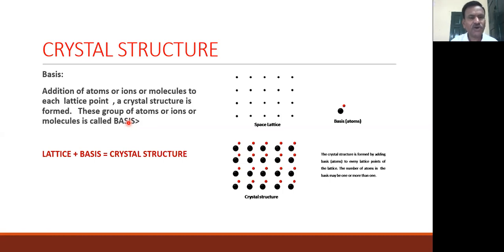Some people will call it a lattice. You can pronounce it as lattice or lattice, you can pronounce it both ways. Okay. Next.